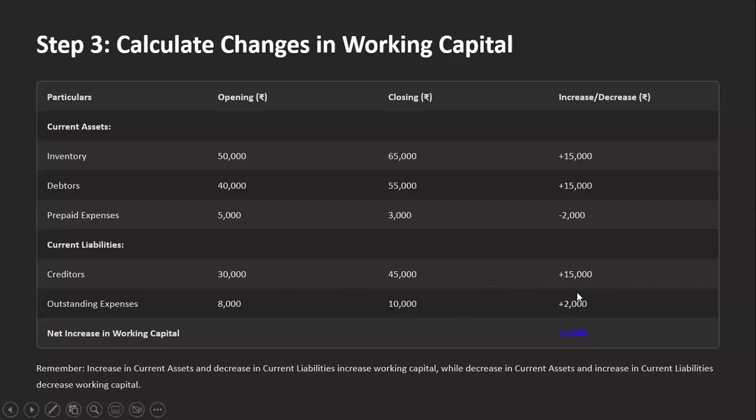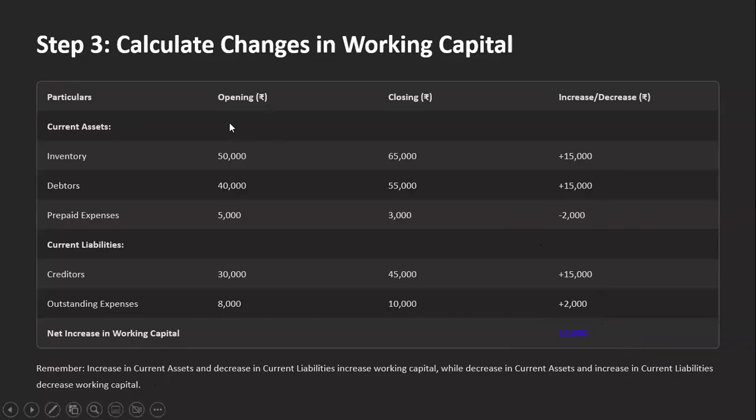So my change in liability was total 17,000 and my change in asset is total 30 minus 2, 28,000. So 28,000 is change in assets, 17,000 is change in liability. Because this increases, even though it is shown plus, it is always considered negative. So 28,000 minus 17,000, what I get is working capital of 11,000. What we remember: an increase in current assets or a decrease in current liabilities increases working capital; a decrease in current assets and an increase in current liabilities decreases working capital.